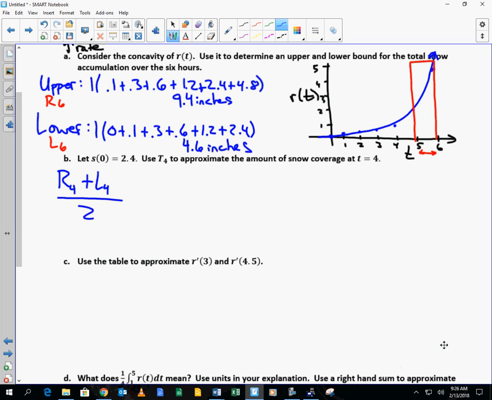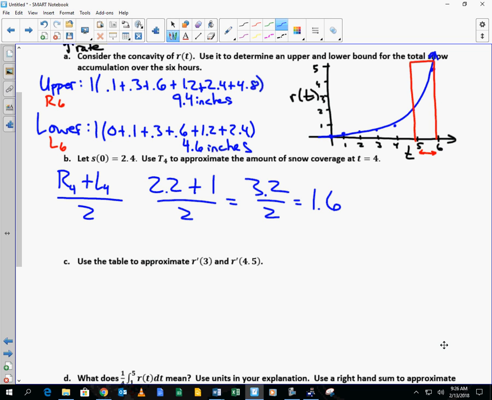Okay. Somebody, what'd you get for R4? Yeah, right hand of 4 should be 2.2. What's L4? Should just be 1 divided by 2. So we got 2.2 plus 1 is 3.2. Divided by 2, which is 1.6. So approximate the amount of snow coverage at time equals 4, 1.6 inches, correct? You have to add the 2.4.